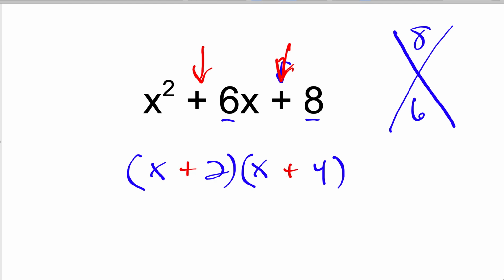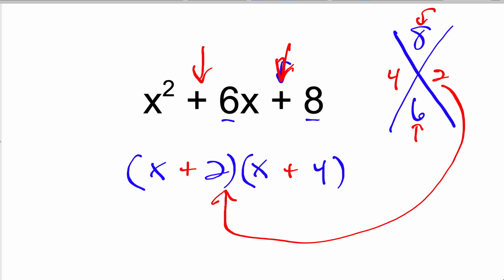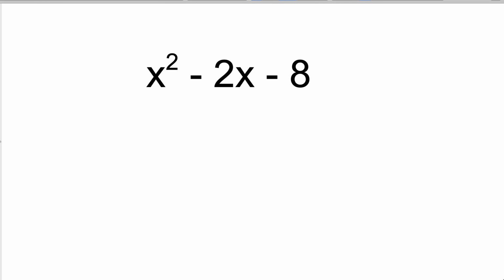The other way we did this back when we first learned how to do this was, here's the factors of 8 that add to be 6. Here's my 4 and 2, and then we just have to input those into our binomials. Okay? Same sort of idea.